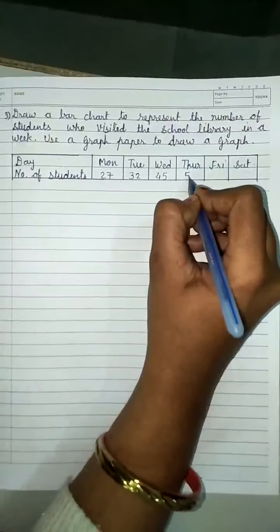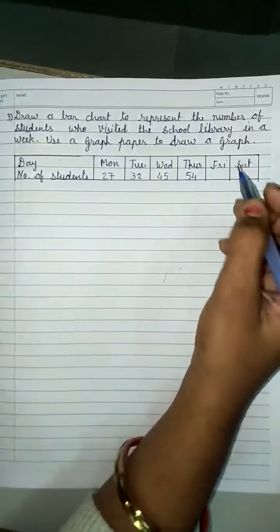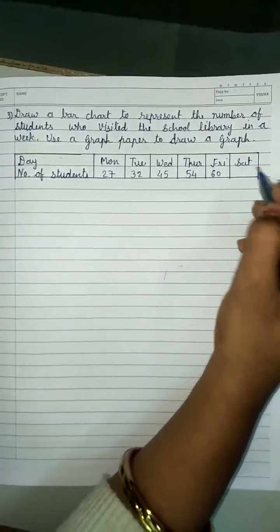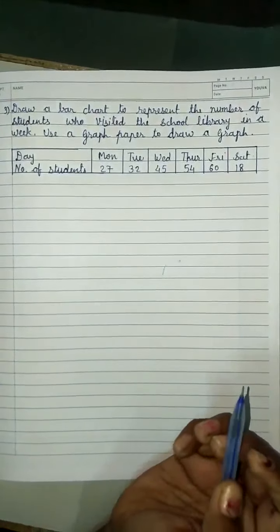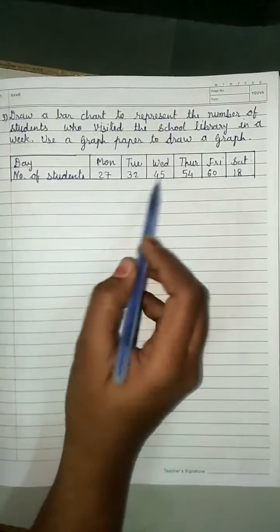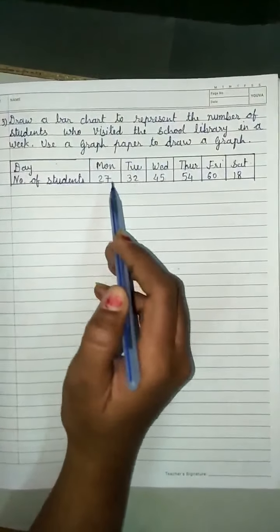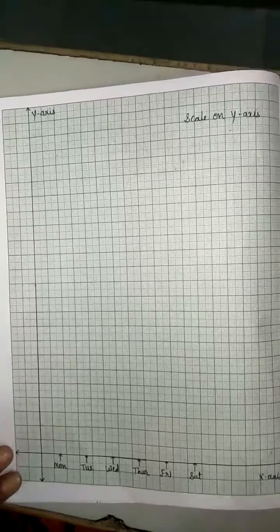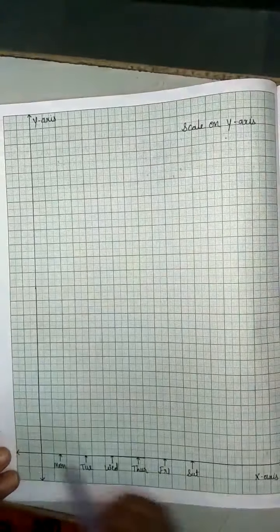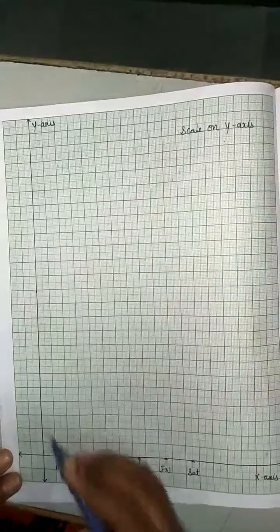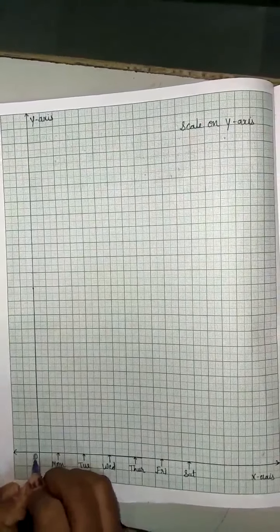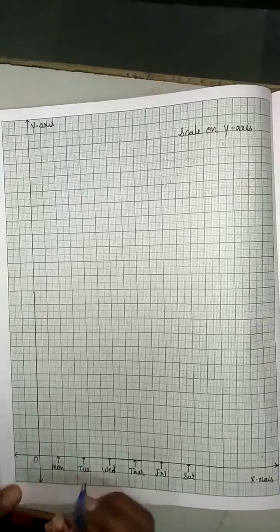On Thursday 54 students had visited the library. On Friday 60 students visited the library and on Saturday 18 students visited the library. Okay, so we will draw a bar graph from this data. So students, here we have drawn the x-axis and y-axis, and the point where both axes intersect will be represented as O, that is, the origin.